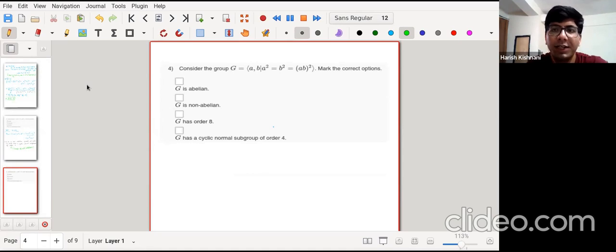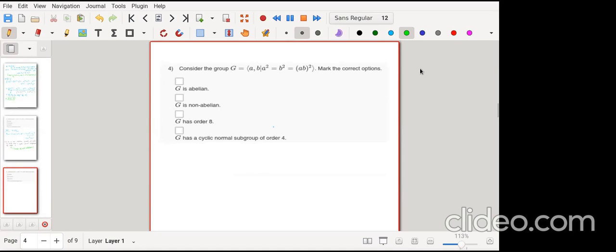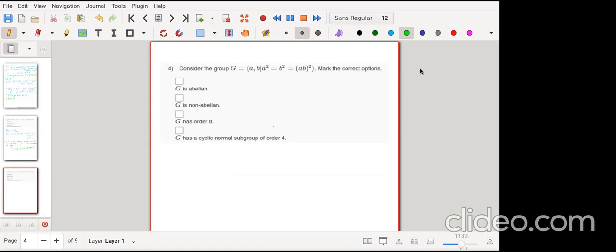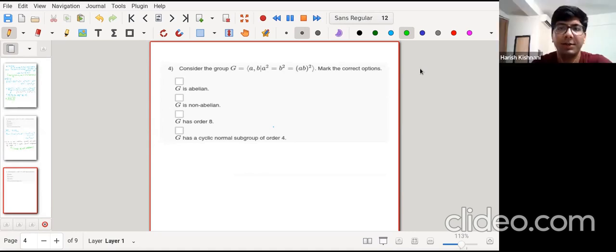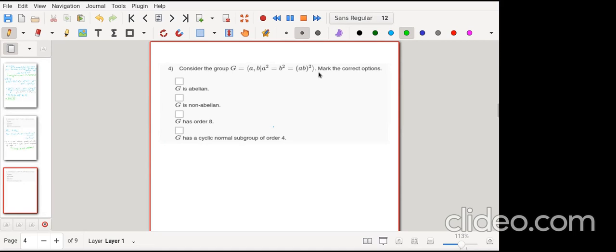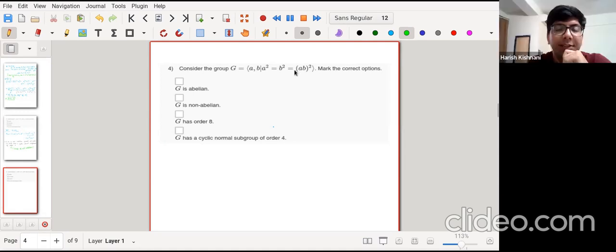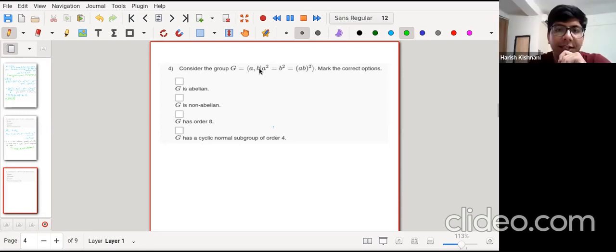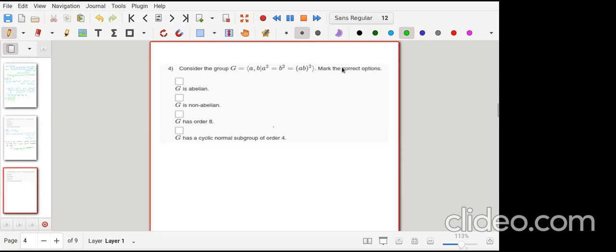What other group of order 8 do you know? It is abelian also? Ravi, what do you say? Is it abelian or not? It's not abelian. Here it is not given that these three are equal to identity. Sorry, I have made a mistake.